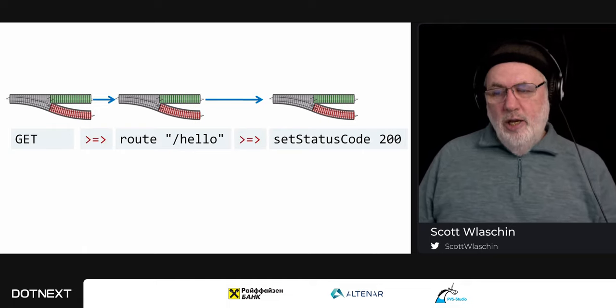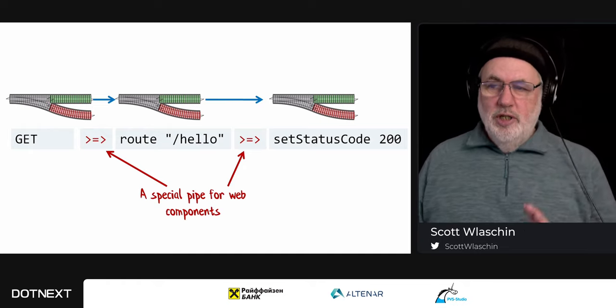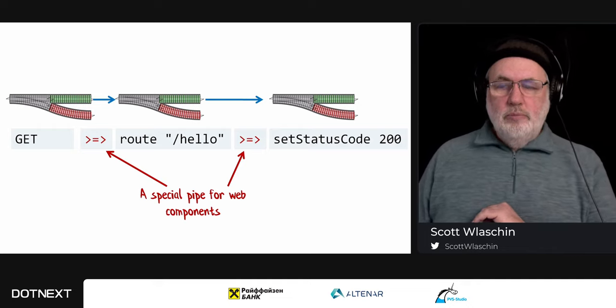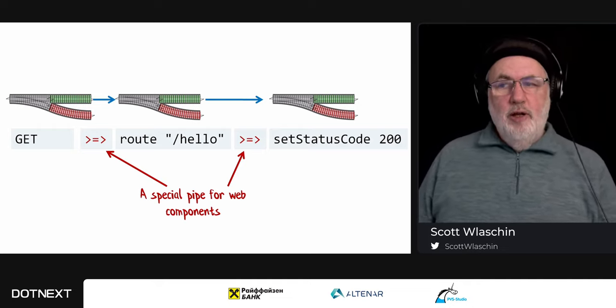And it's not the regular pipe operator. We have a special pipe for web components, which has a slightly different symbol. It's an angle bracket equal angle bracket. But this one will allow these things to be assembled into a pipeline.